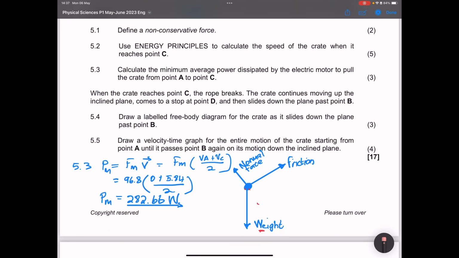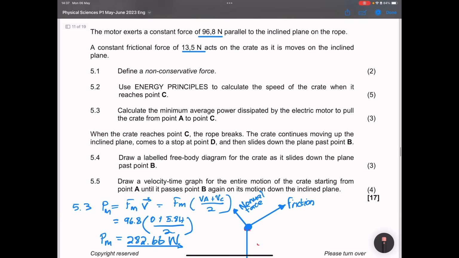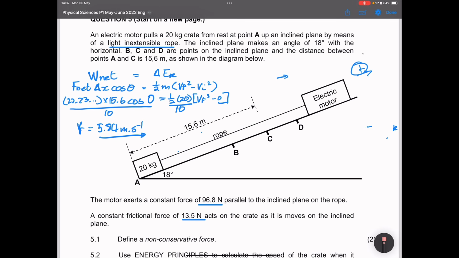And for 3 marks, there are 3 forces, right? And then finally, they said draw a velocity time graph for the entire motion of the crate, starting from point A until it passes point B. They didn't say what we should show for that velocity time graph. If you don't mind, ladies and gents, I'm just going to try to remove some of the information there. I'm sure that you would have actually just understood that. So we're looking for the velocity versus time graph.